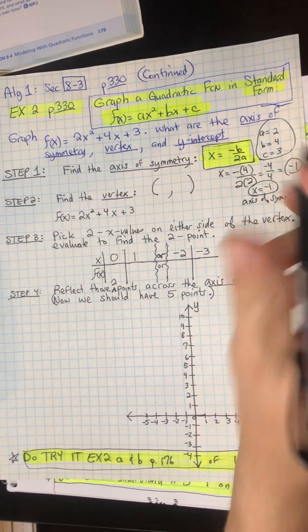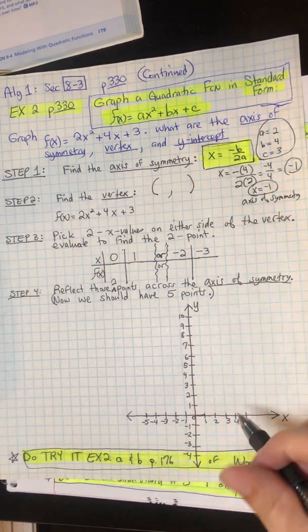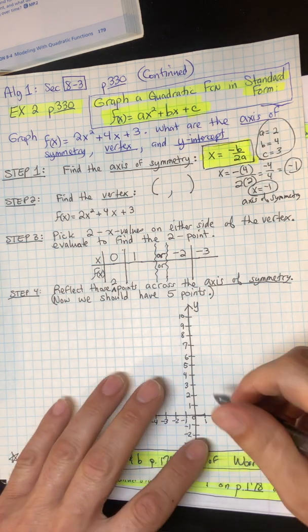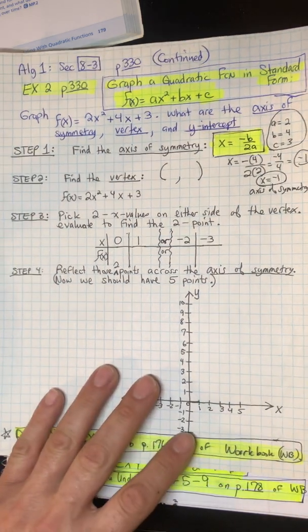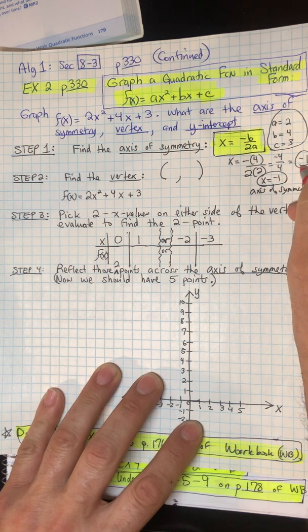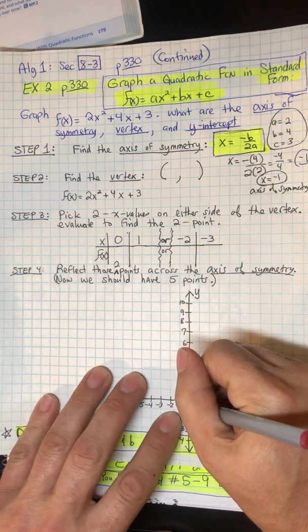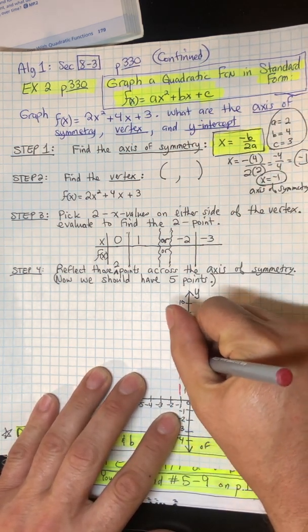Okay, that's what we know. I can actually start by graphing that right now. Line of symmetry is x equals -1, sorry. I'm going to do that in red. So I'm going to find -1 on the x-axis, and I'm going to draw a vertical line right through there.